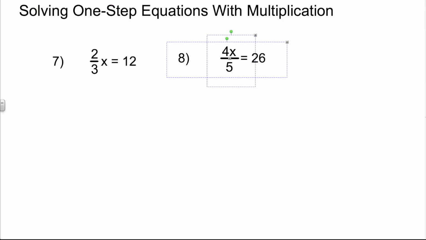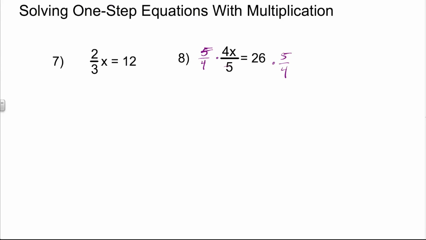Take a look at this example 8. It's actually pretty easy. We can do it with 1 step since we have 4x over 5. We can multiply both sides by the reciprocal of 4/5, which would be 5 over 4. Using the multiplication property of equality, we multiply both sides by 5 over 4.